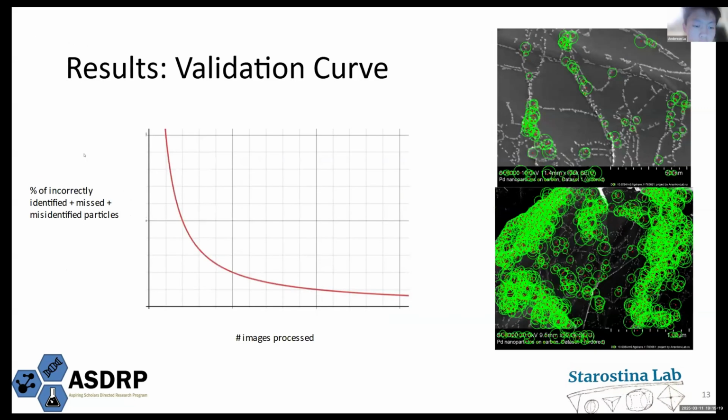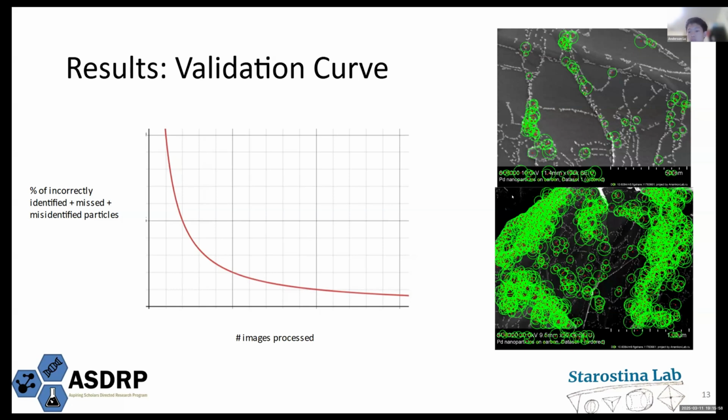So after we do all the training, we have to validate all our data sets. Essentially, what we do is we have a validation curve, which tells us how our model is improving over time. On the y-axis, we have the percentage of incorrectly identified, missed, or misidentified particles, while on the x-axis, we have the number of images processed through the model. As we can see, the more we train our model, the more accurate it is in detecting particles in images.